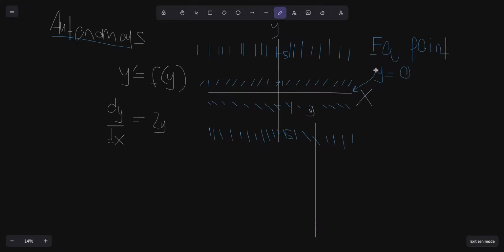And so if we focus on an equilibrium point and we see that the slopes diverge away from it, we would say that's an unstable equilibrium point, okay? So above or below an unstable one, the slopes are diverging away from it. And you might guess that for a stable equilibrium point, you have the slopes converging towards it.